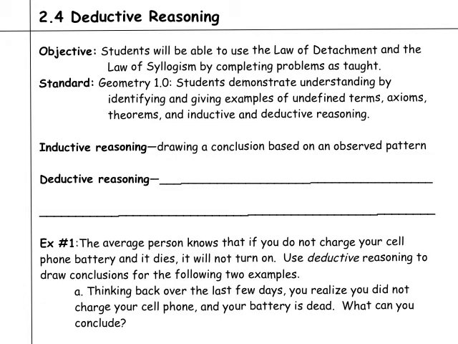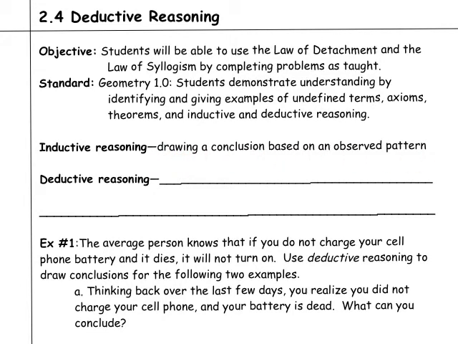Okay, 2.4, deductive reasoning. The objective: students will be able to use the law of detachment and the law of syllogism by completing problems as taught. Okay, so a couple terms here. Inductive reasoning, this is what we did in 2.1, but this is drawing a conclusion based on an observed pattern. So we look at a pattern, and then we are able to draw a conclusion from it.